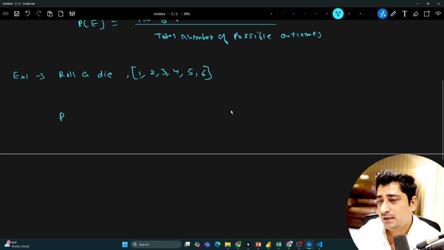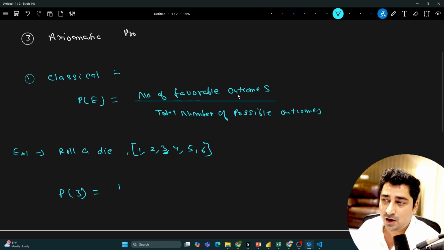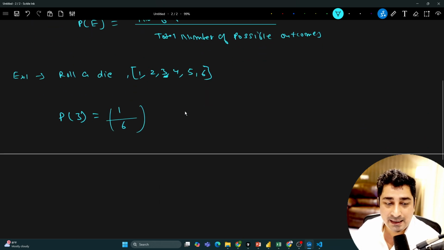Now, if someone asks me what is the probability of getting 3? Obviously here, if I apply this formula, the number of favorable outcomes is going to be 1, because 3 can appear only one time, divided by the total number of possible outcomes, which is technically 6. So this is the probability of getting 3 if we roll a die.